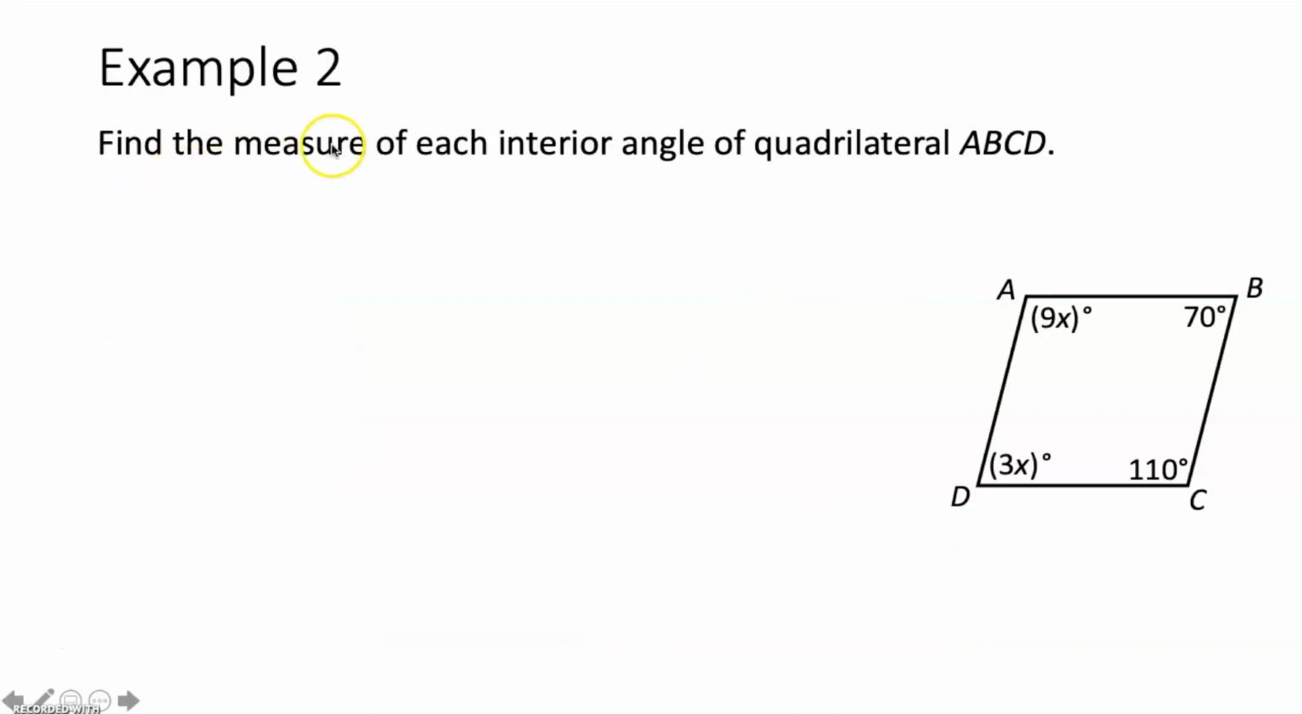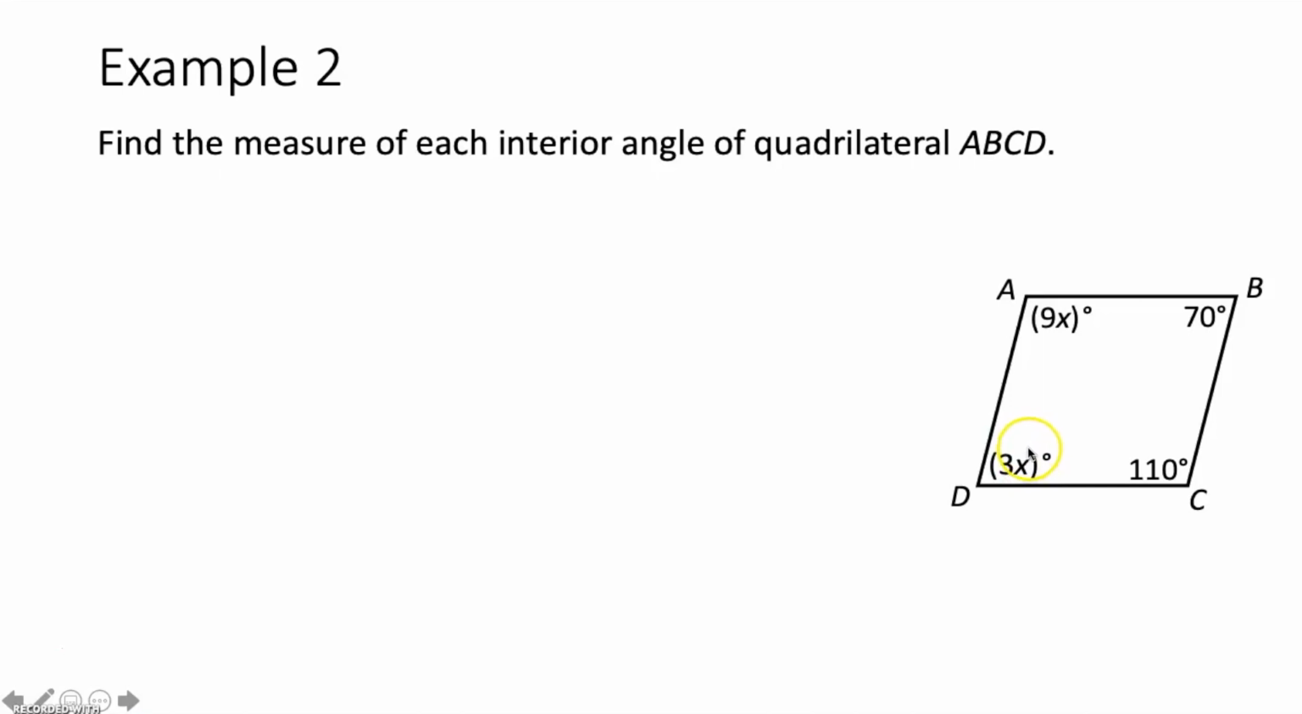Now example 2 says find the measure of each interior angle of quadrilateral ABCD. So down here we have quadrilateral ABCD. To find the measure of each interior angle, it looks like we're already given the measure of angle B and the measure of angle C. We just need to figure out the measure of angle A and the measure of angle D. In order to do that, we have to find x. So how do we find x?